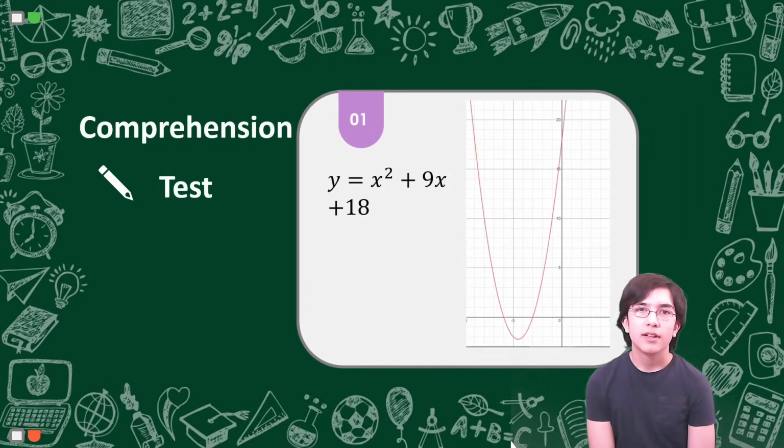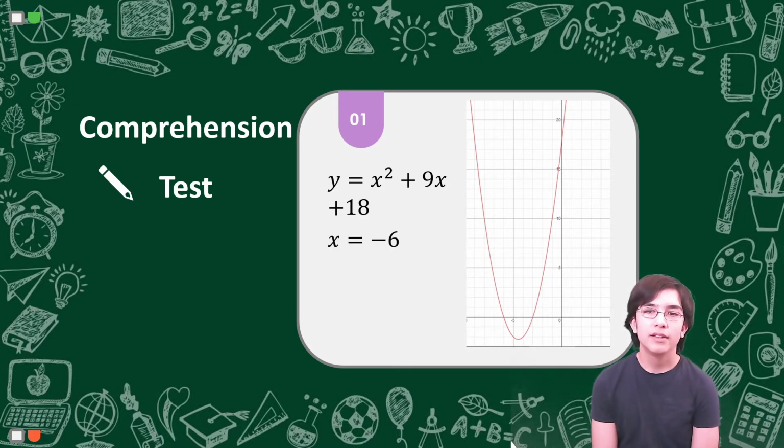So, the graph you've drawn should have looked like this. And you would find that x equals -6 and -3.